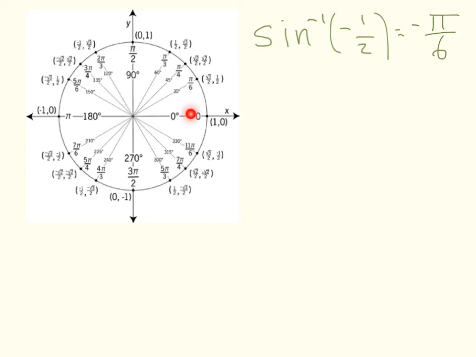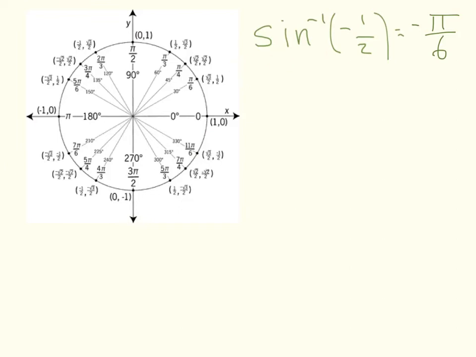Okay, you'll see that the sine of 11 pi over 6 is also negative 1/2. But 11 pi over 6 is not a number between negative pi over 2 and pi over 2, so it's not a possible output of inverse sine. There's one answer to inverse sine of something, and that's because inverse sine of x is a function. So it has one and only one answer.